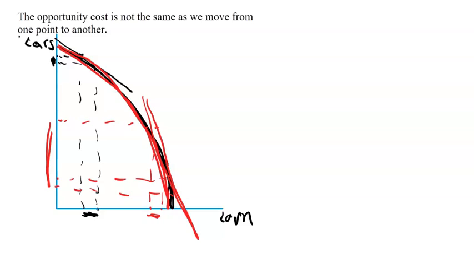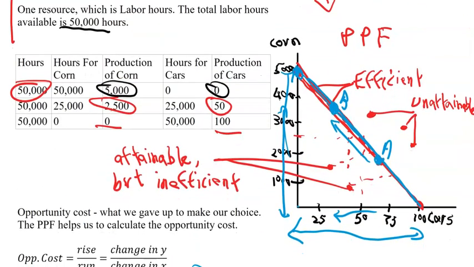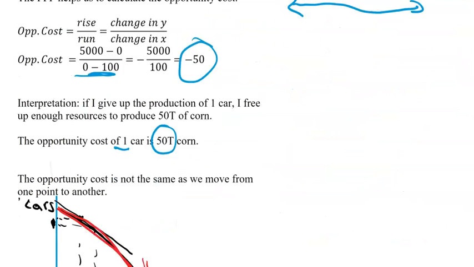But for now, we are just going to use this kind of production possibilities curve and find the opportunity cost of this straight line. Hopefully this was beneficial, and I will see you at a later video.